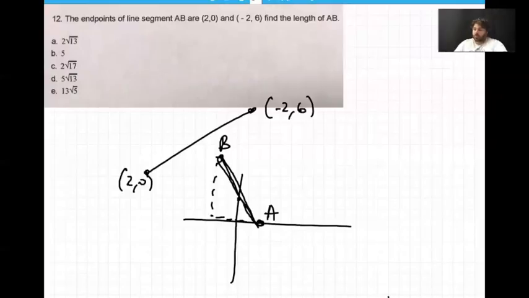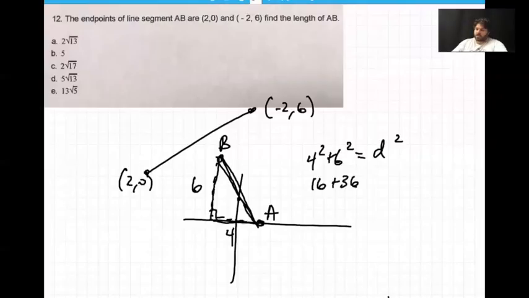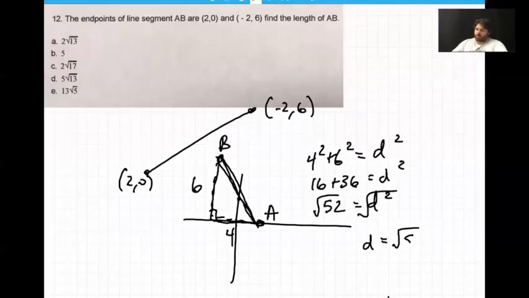From 2 to -2, that's a distance of 4. From 0 to 6, that's a distance of 6, right? I'm using the x coordinates and the y coordinates. So really, it's 4 squared plus 6 squared equals the distance squared, or c squared in the Pythagorean theorem case. So we get 16 plus 36 is equal to the distance squared. We get 52 is equal to the distance squared. When I square root that, I get that the distance is equal to the square root of 52, because the square and the root cancel there.